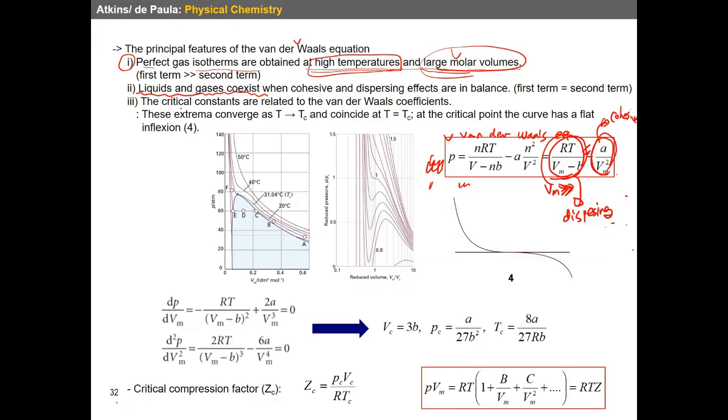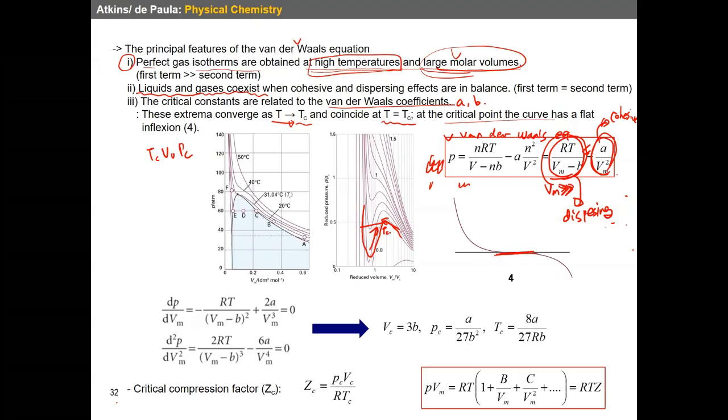And the third thing is the critical constants, so what are TC, VC, or PC, related to the van der Waals coefficients A or B. So the isotherm converges as T approaches TC, called the critical point, where the curve has a flat inflection like this. So in this van der Waals equation, we learned that there is oscillation, and we will make a flat region, called TC, where the temperature approaches TC, then there is some flat region.